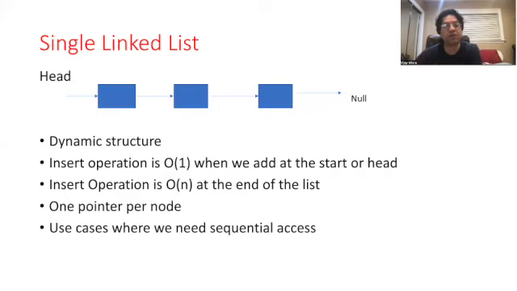The insert operation is order of n at the end, and the insert operation is order of one at the start of the linked list, because it's very easy to tag one item at the head. Basically you create the node, then that node's next pointer is pointed to the head, and you make that node the head of the linked list. So basically there are three operations, but in general it's just order of one.